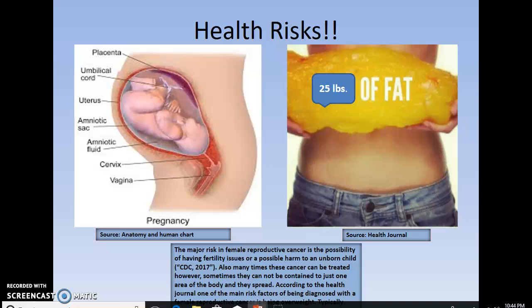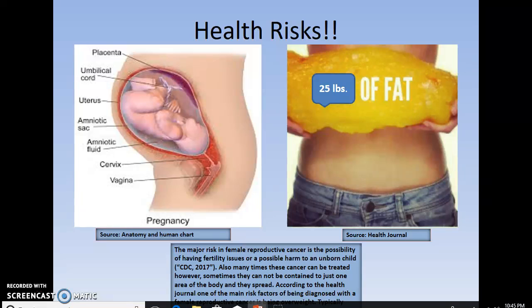So there are some health risks with having a female reproductive cancer. And I would say that it's more of a case by case kind of scenario. Having a female reproductive cancer could be a major risk for some women. There is a possibility of infertility. Also, if it occurs while pregnant, it could harm an unborn child. Again, these are case by case scenarios, so this doesn't apply to every woman. This is just one of the health risks.